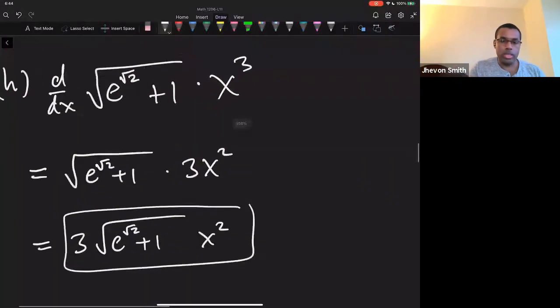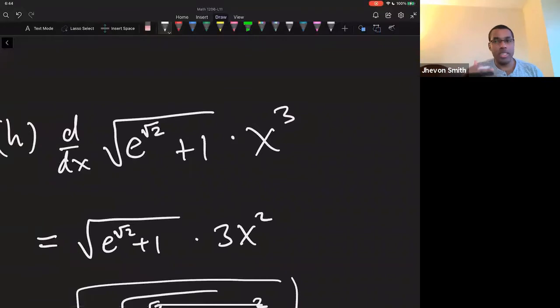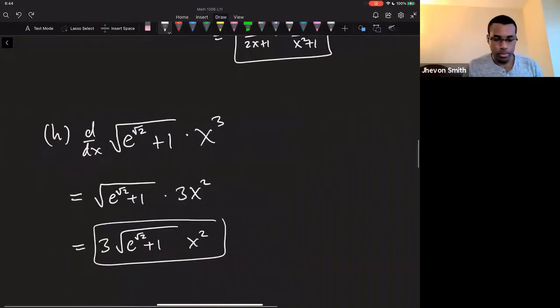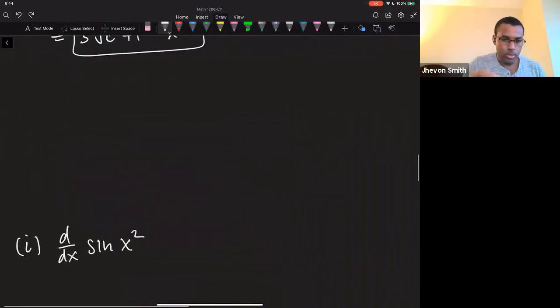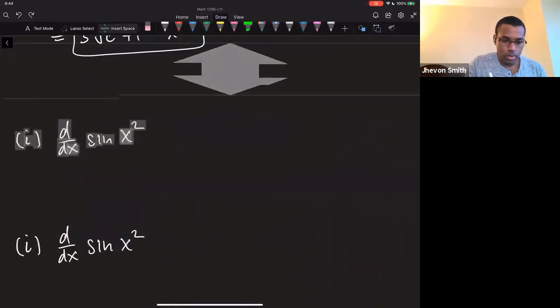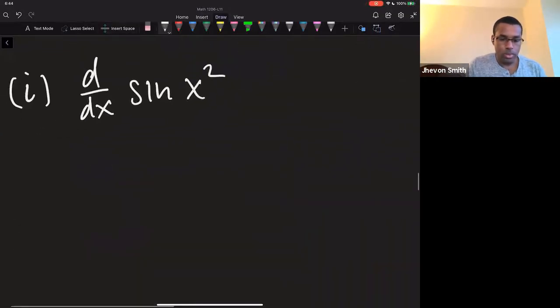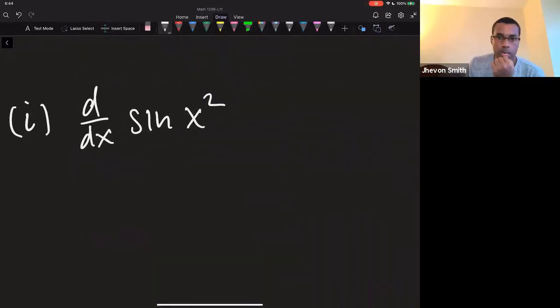So you see this, it looks complicated, but it's there to fake you out. It's not complicated at all. It's literally as easy as differentiating x cubed, because you can literally ignore the other guy. Just leave him alone because he's a constant. What about this one?